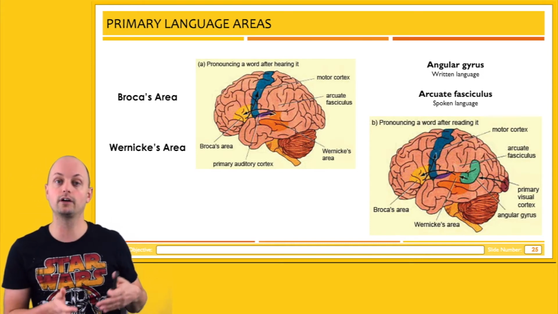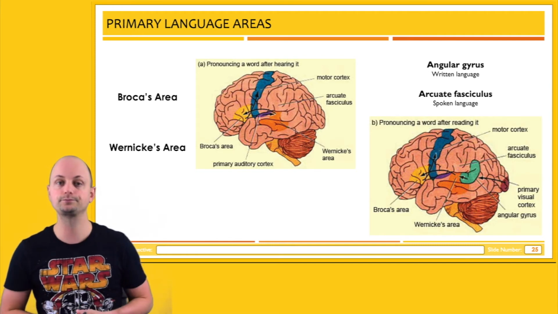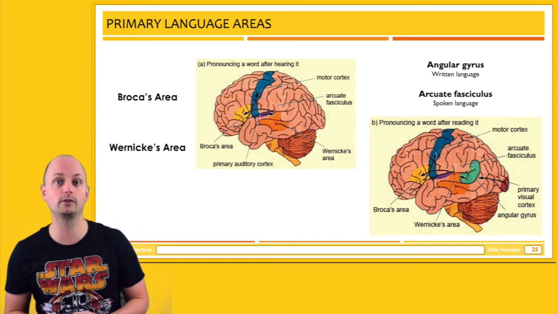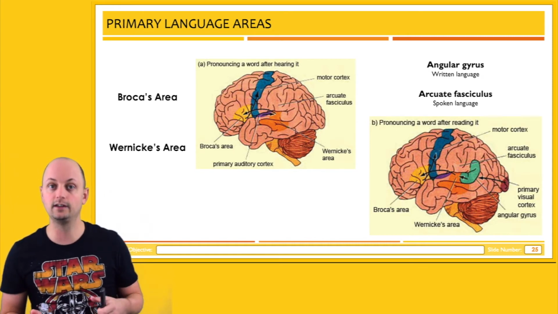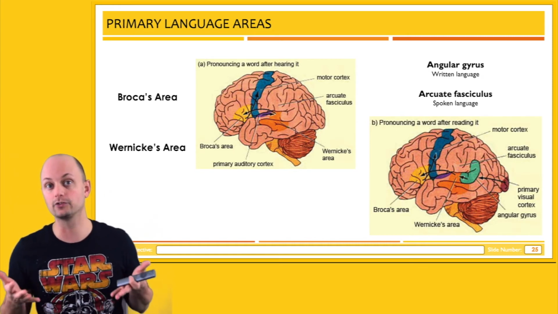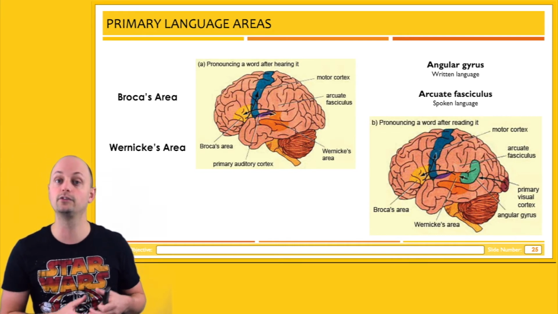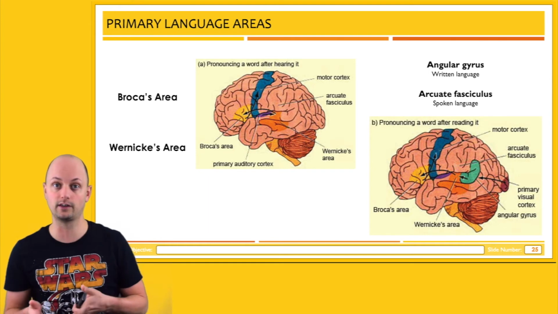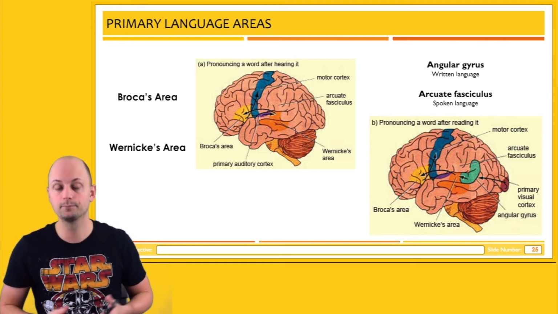Signals sent through the arcuate fasciculus allow us to produce coherent spoken language. If we were to think instead about comprehending written language, then we might be interested in another pathway called the angular gyrus, which is a collection of association fibers that connect the visual cortex to Wernicke's area. That allows you to make sense of things that you're reading.